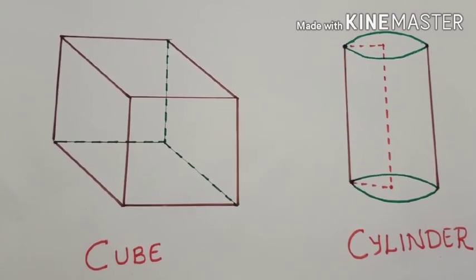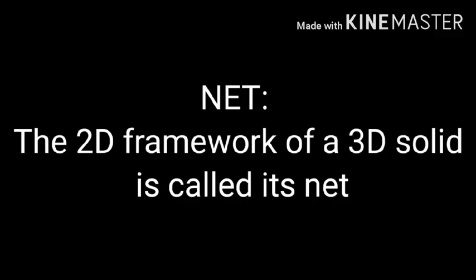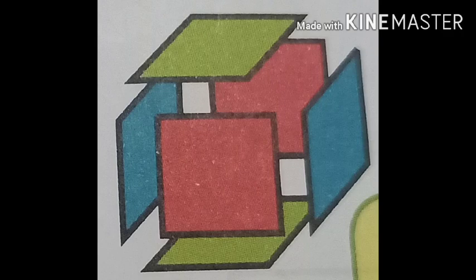So let us look at the definition of a net. The 2D framework of a 3D solid is called its net. For example, just now we have seen the cube can be separated to form squares. So here you can look at an example. Can you notice here? It is a cube which has been separated to form many squares. The cube is a three-dimensional figure because it has length, width, and height, whereas a square is a two-dimensional figure since it has only length and breadth.